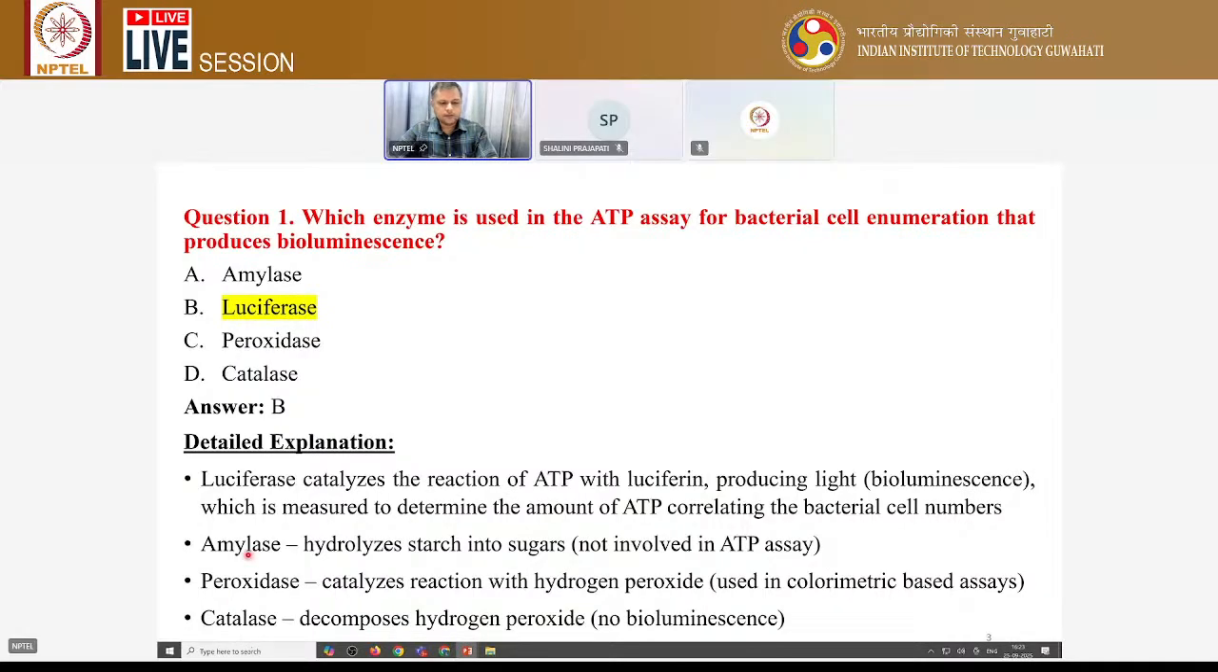As you know, amylase hydrolyzes starch into sugar. Peroxidase catalyzes the reaction with hydrogen peroxide, and catalase decomposes the hydrogen peroxide. So the only option is luciferase, and if you remember, luciferase catalyzes the reaction of ATP with luciferin, and it produces light, or bioluminescence.